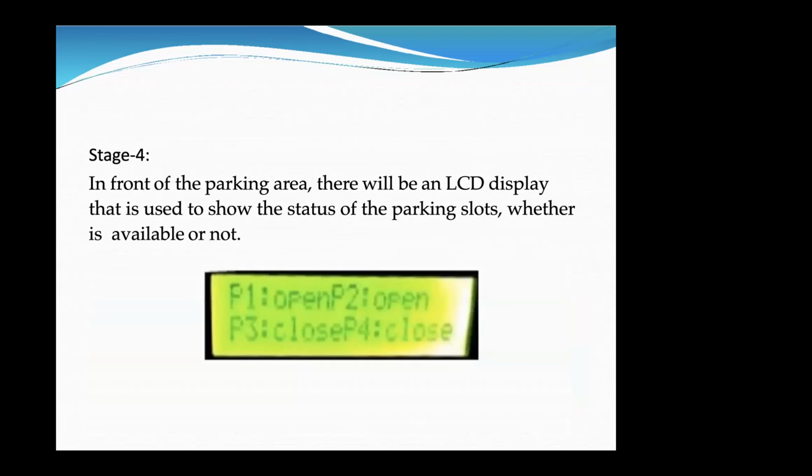Here it is an LCD display. In front of the parking area, there will be an LCD display that is used to show the status of the parking slots, whether they are available or not. We can see it shows open, open, closed, closed. Parking 1 is open, parking 2 is open, parking 3 is closed, parking 4 is closed.